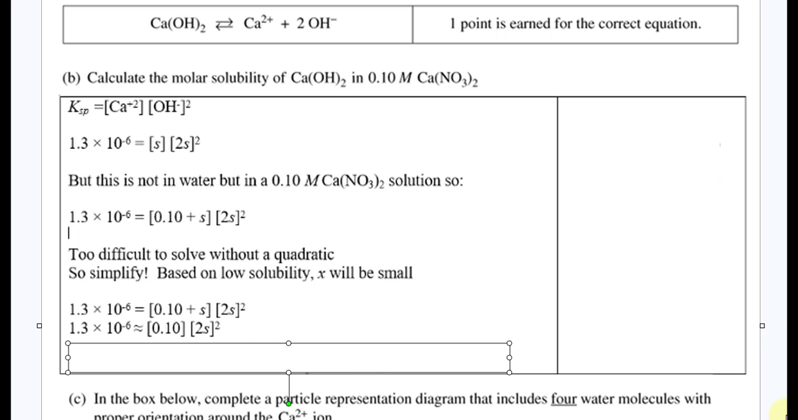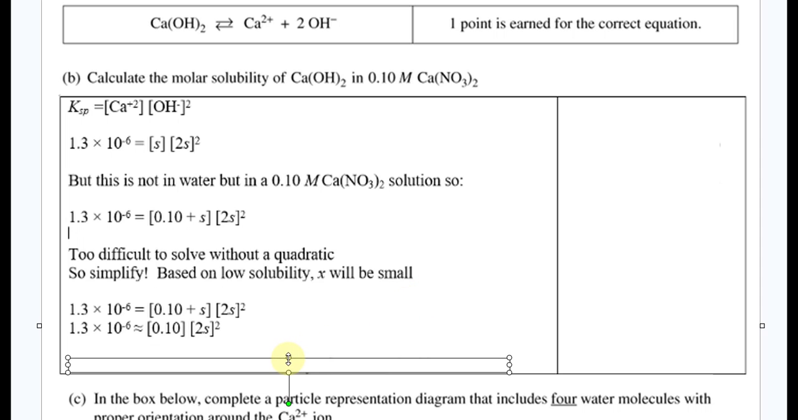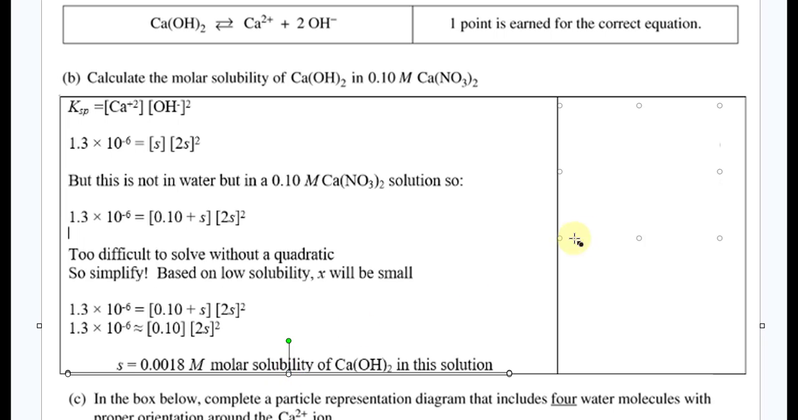Take 1.3. Oh, in fact, let me solve it. I'm going to get my TI out. Here it is. We're going to take our 1.3 second function E and divide it by 1/10. 2S squared makes it a 4, so divide it by 4. Now, take the square root of it. So second function square root, our last answer. Enter. 0.0018, and indeed minus x was pretty small, so that would be the point for this, and you would end up saying that's the molar solubility.